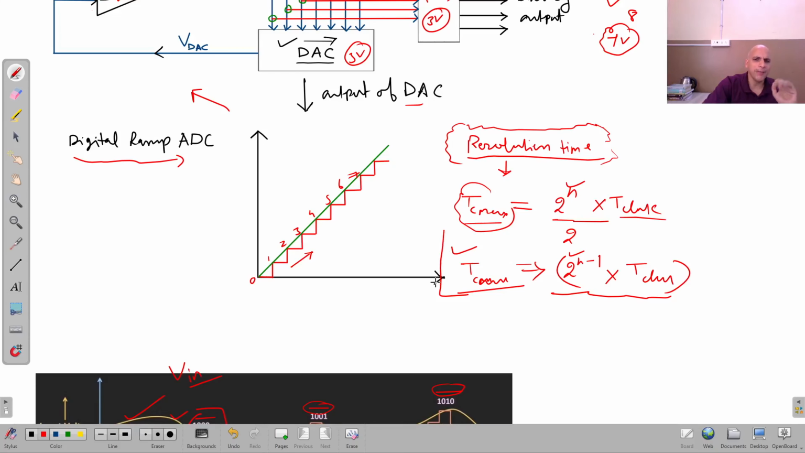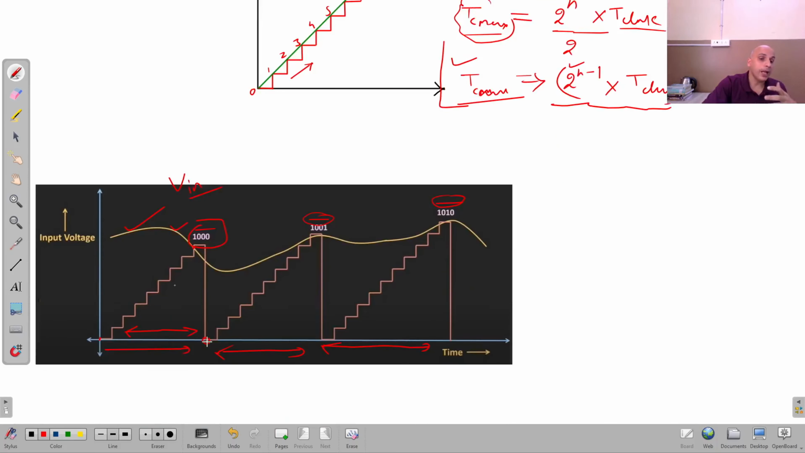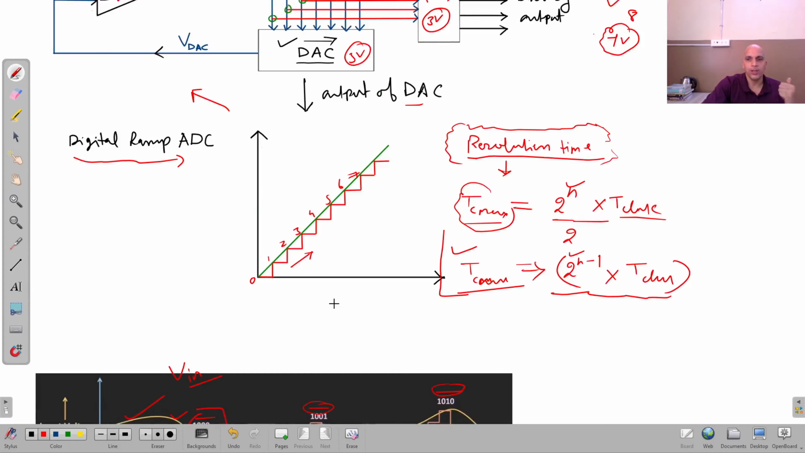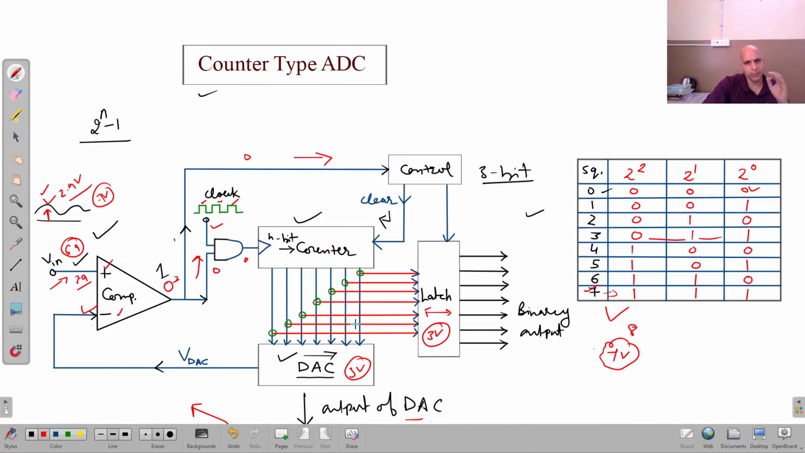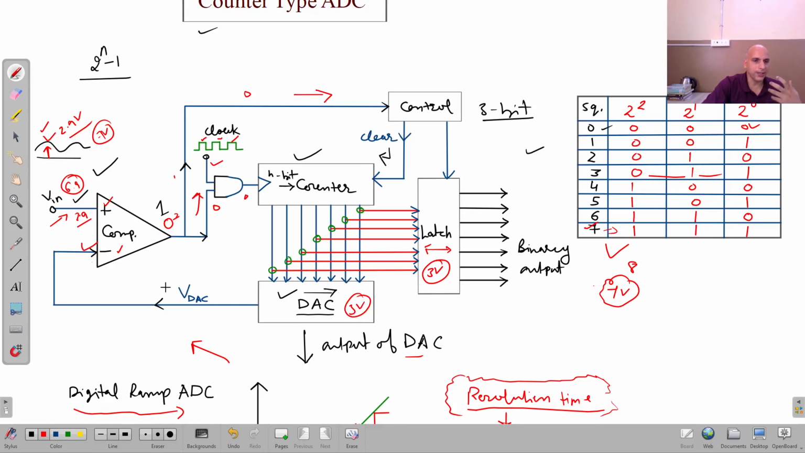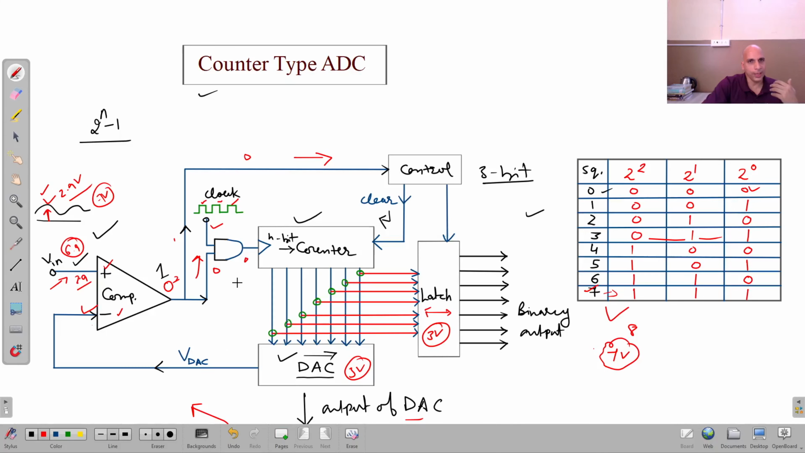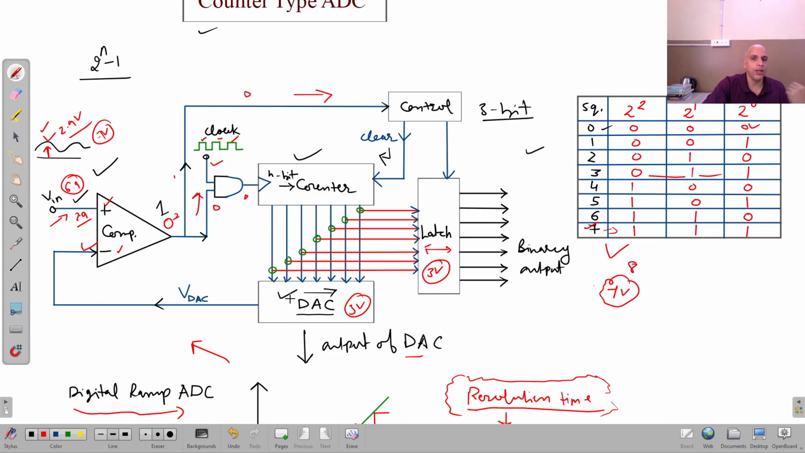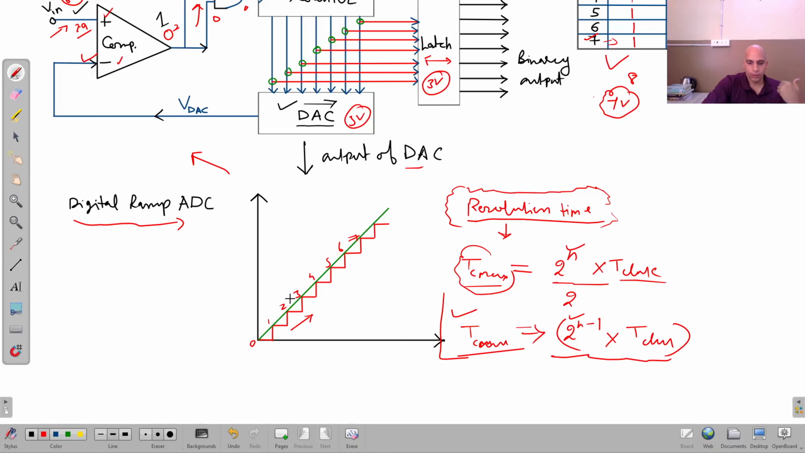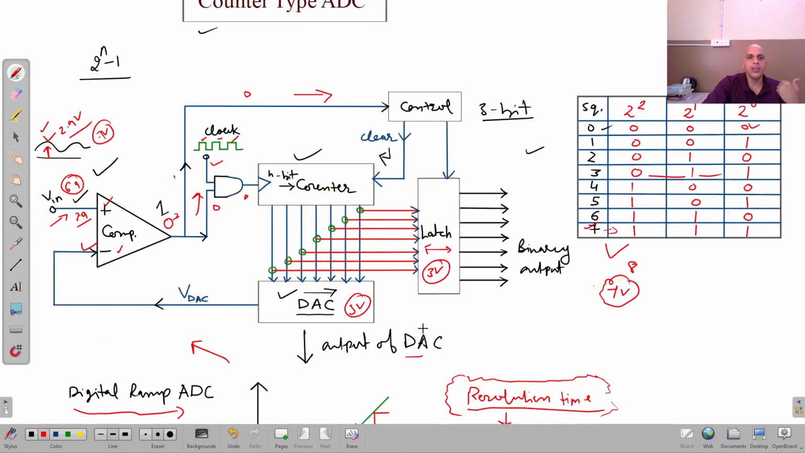This drawback can be removed if every time the counter does not start from 0, but starts from some other value that is very close to this one. So this drawback was removed in the next type of A to D converters, but still this counter type A to D converter is quite efficient in doing the A to D conversions as compared to the flash converter, right. So this is all about the A to D converter.